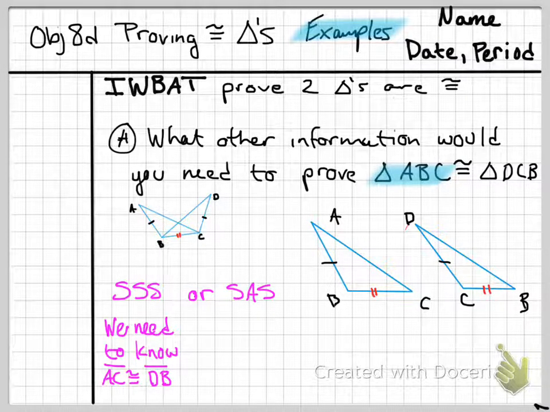to use side, side, side, or we would need to know that angle ABC is congruent to angle DCB. So if I knew either of those two pieces of information, I would be able to prove that those two triangles are congruent. Since I don't know that information, I can't prove that these two triangles are congruent.